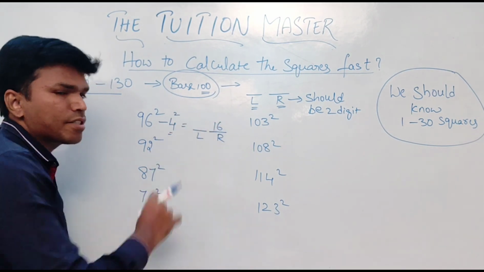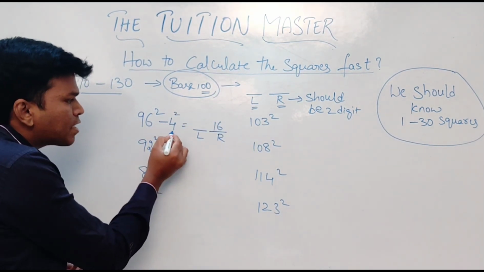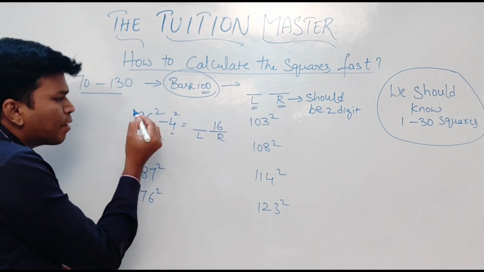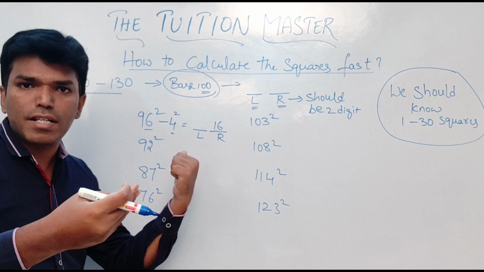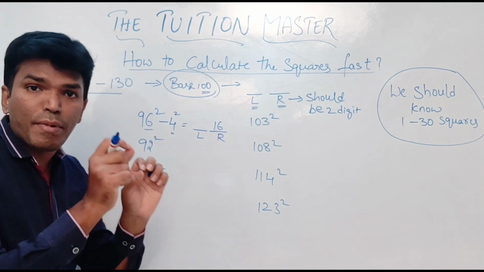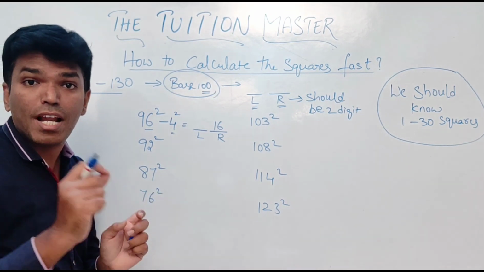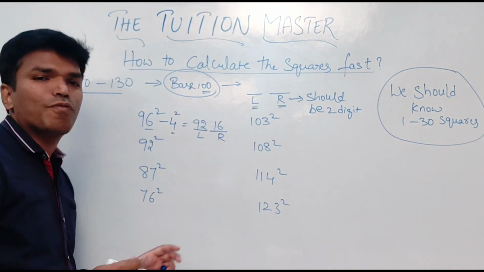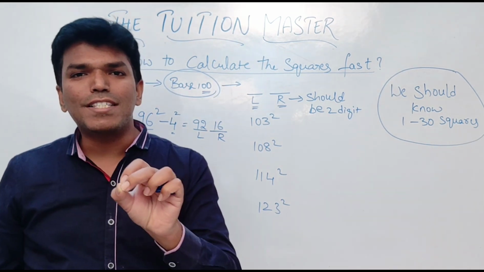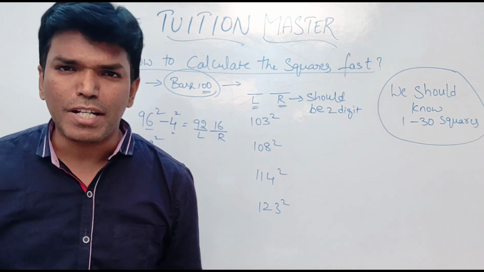Now come to the left side part. To get the left side part, we have to subtract how much less from the main number. So how much less is it? When you compare with 100, 4 less. So that 4 should be subtracted from the actual number. So 96 minus 4, how much? 92. So my left side part of the answer is 92. So finally my answer is 9216. As simple as possible, as fast as possible, my dear friends.